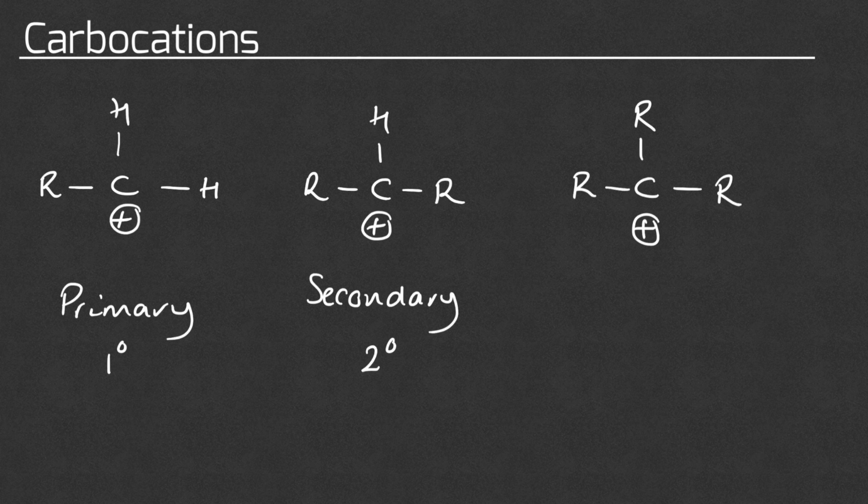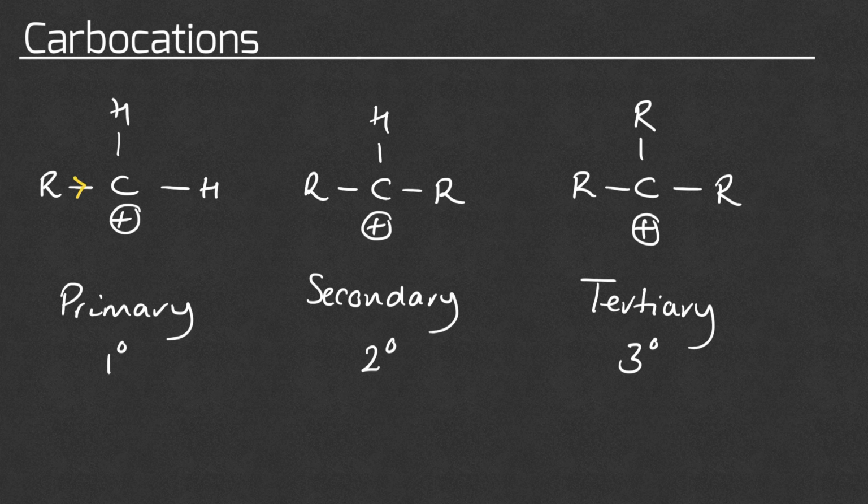If the carbon with a positive charge has got two carbon chains coming off it and one hydrogen, we say that is a secondary carbocation. And if the carbon with a positive charge has got three carbon chains coming off it, then we say that is a tertiary carbocation.